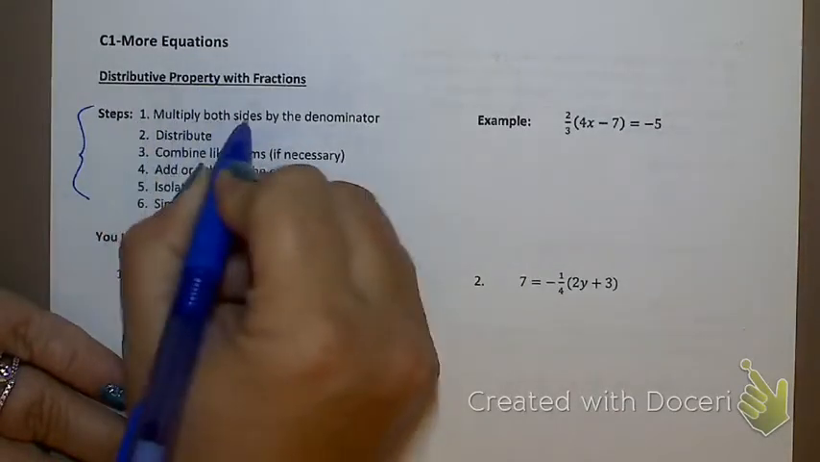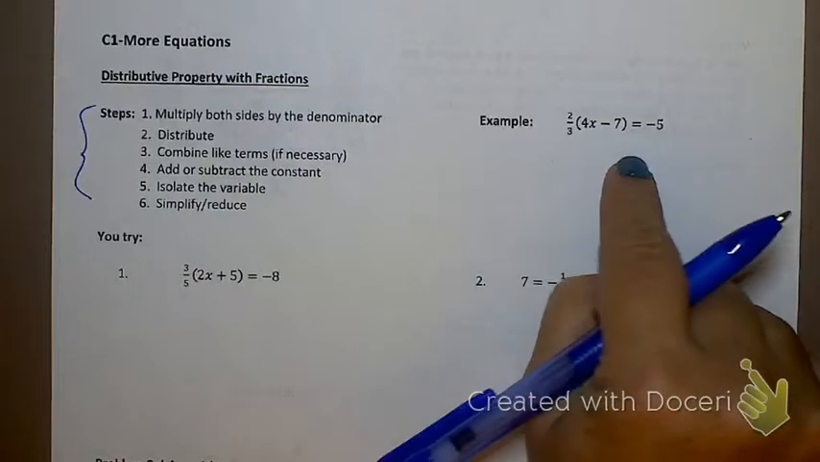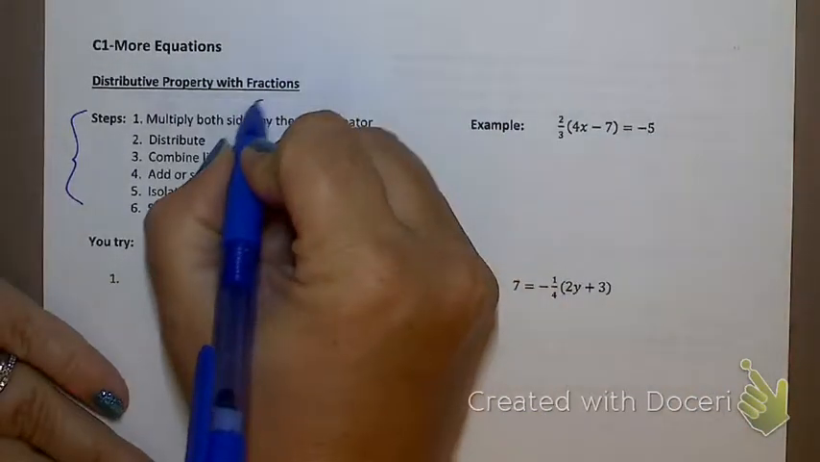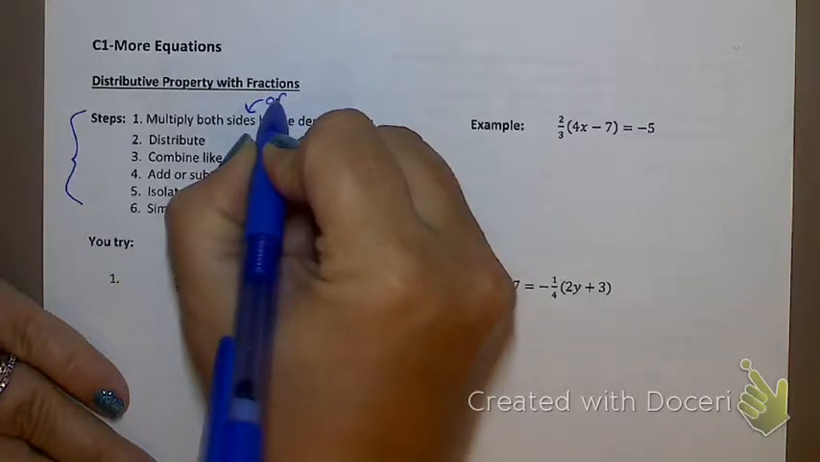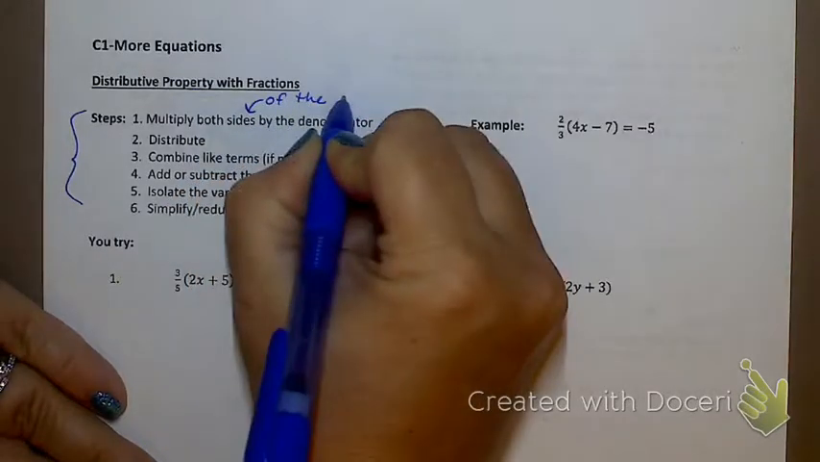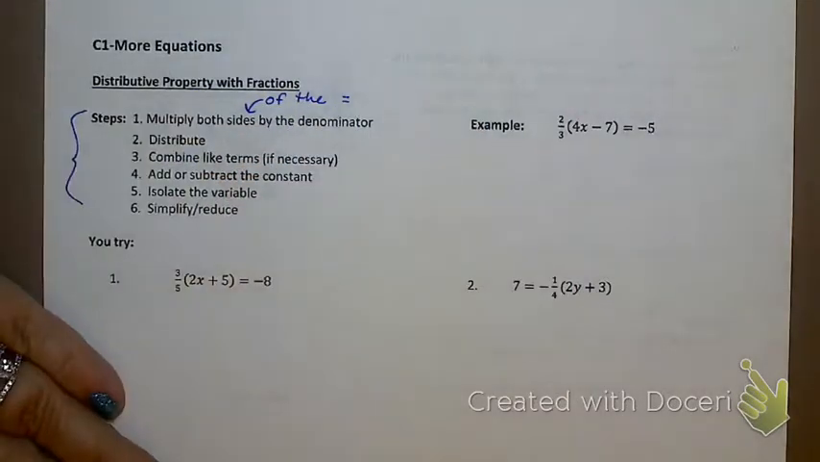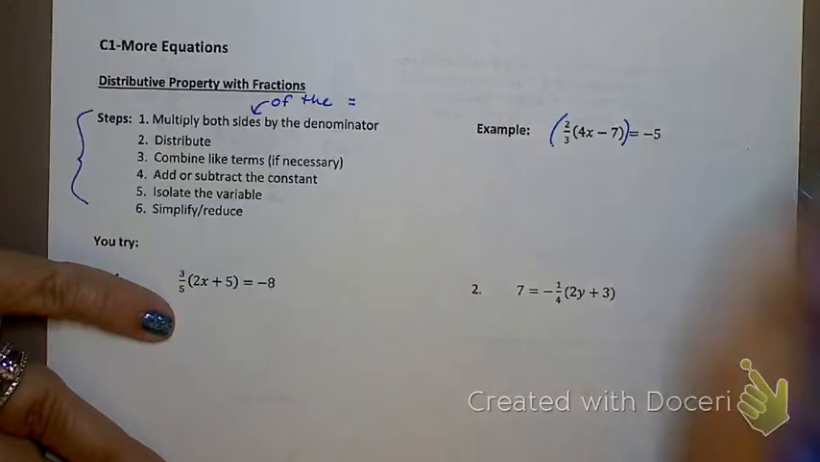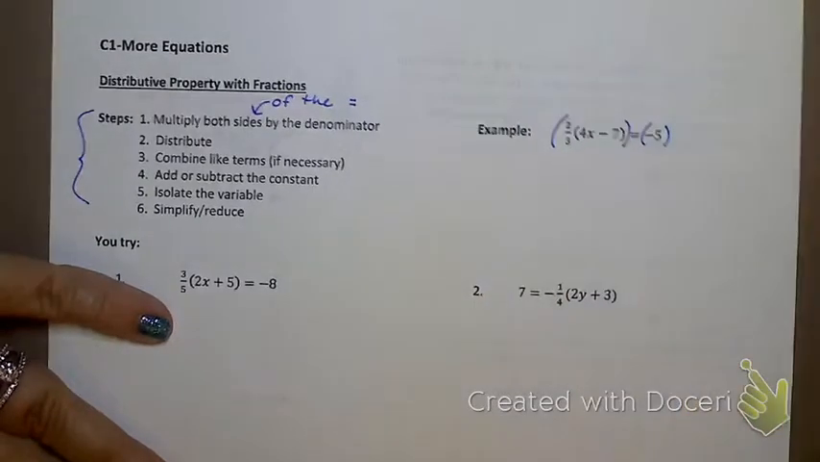Multiply both sides by the denominator. When it says both sides, what's it referring to? Both sides of what? Everything inside is in parentheses. Of the equal sign. So here is one side of the equal sign. Here is the other side of the equal sign.